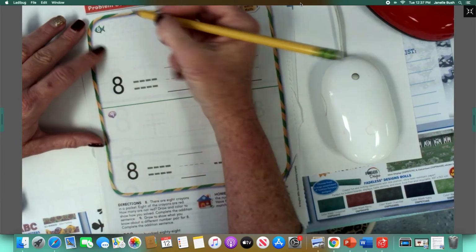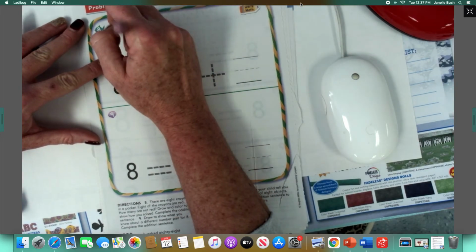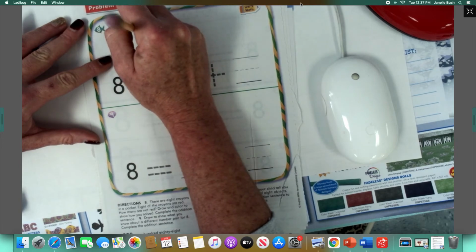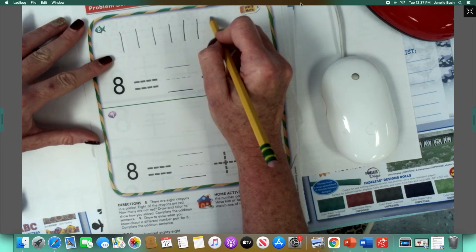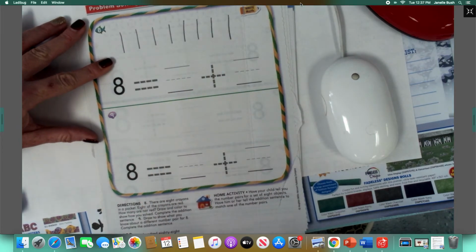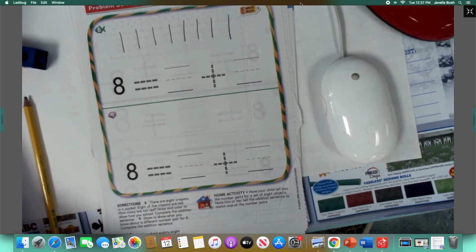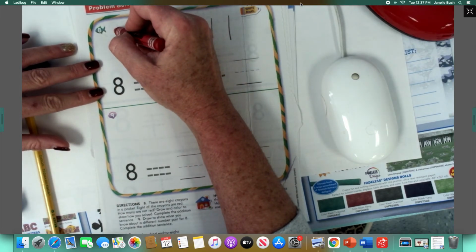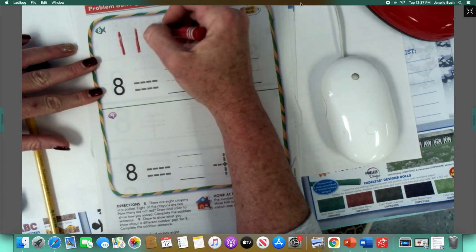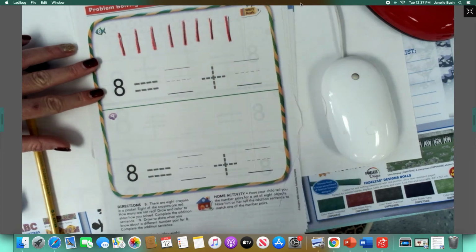Okay, so we know that there's 8 crayons in a pack. So I'm just going to draw little lines for the crayons. 1, 2, 3, 4, 5, 6, 7, 8. Okay, really simple. Now it says 8 of the crayons are red. So I'm going to go in with my red crayon. Everybody get your red crayon, and I'm just going to trace over them with red. 1, 2, 3, 4, 5, 6, 7, 8.